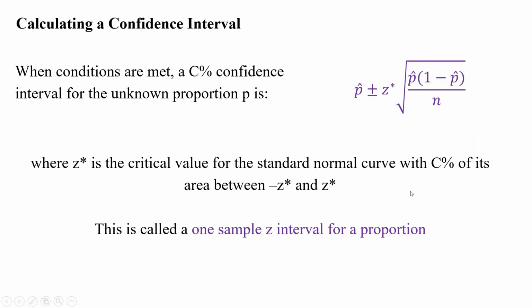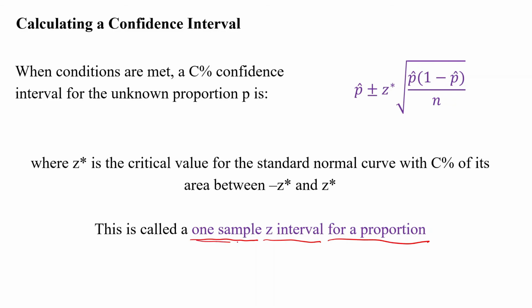This inference procedure is called a one sample Z interval for a proportion. This is our first inference method, so this is a big deal. All pieces of that name are important, because when we learn about all of these different inference methods, we always want to name them correctly.